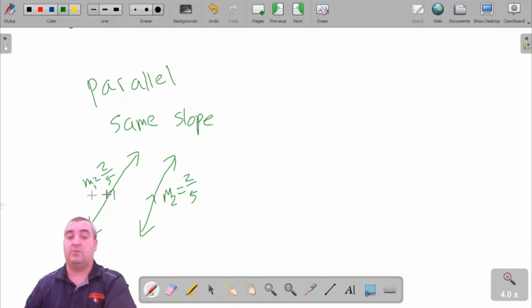So they could either just tell you the two slopes and say they're the same, and then you know it's parallel, or they could put the little symbols saying, oh, they're parallel, or they could just tell you they're parallel, and then you know that they have the same slope.